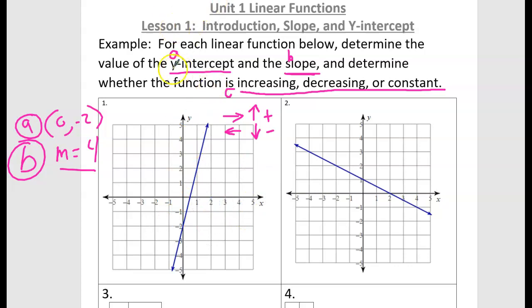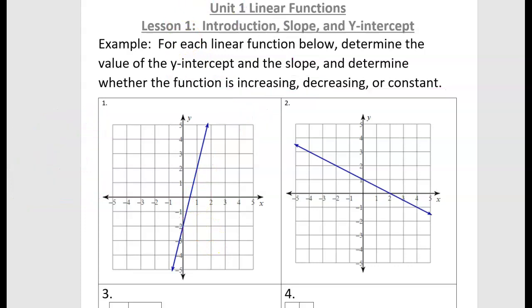So part A, the y-intercept is -2. Part B, finding your slope. You can use the formula, or you can just use your rise and run from looking at the graph. Now we got to determine, is it increasing or decreasing? Well, since my slope is positive, that means it's increasing. But you can also tell that this function is increasing just by the way it's going. Anytime you have a graph that goes up as you're going to the right, that's an increasing function.